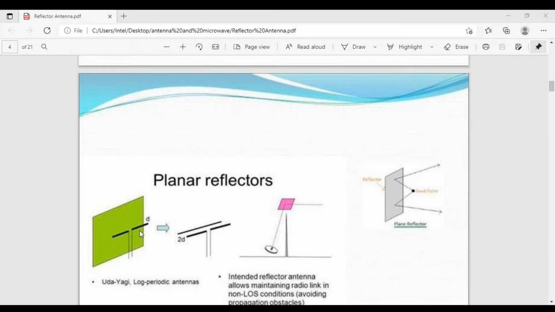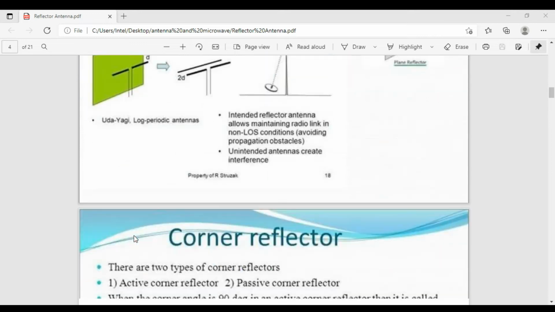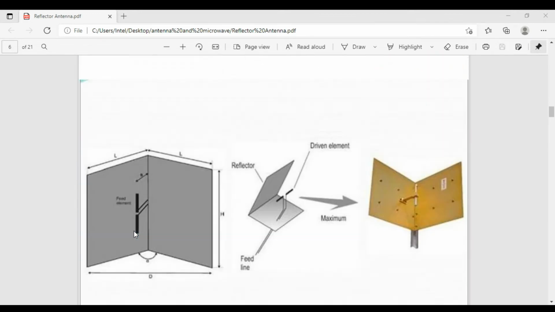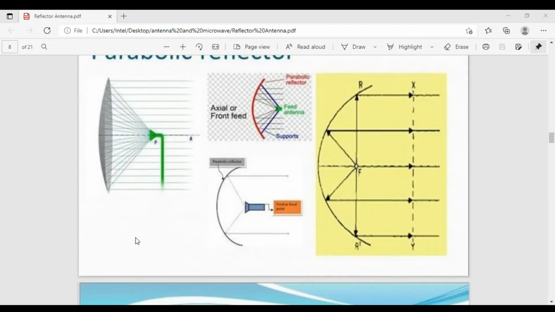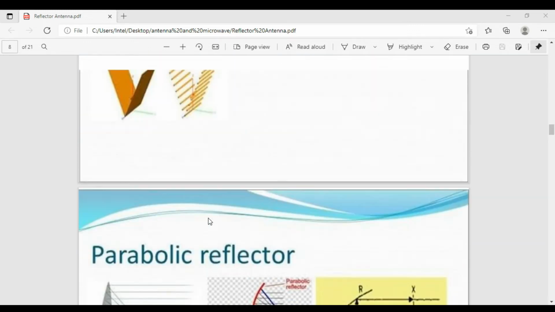But if the reflector shape is flat, the signal cannot be received from the flat reflector in a proper manner, because it is flat and the signals will be scattered everywhere. The receiver then cannot capture the proper signal, hence mostly corner reflectors are used. Here it is the corner reflector or the parabolic reflector, the parabolic shape I already showed. So these two shapes are preferable.